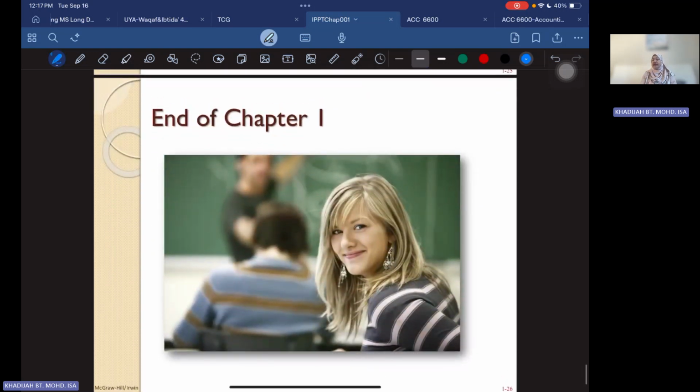I think that's the end of chapter 1. Please review again and get some knowledge from other readings on this topic, the introduction of financial and management accounting.